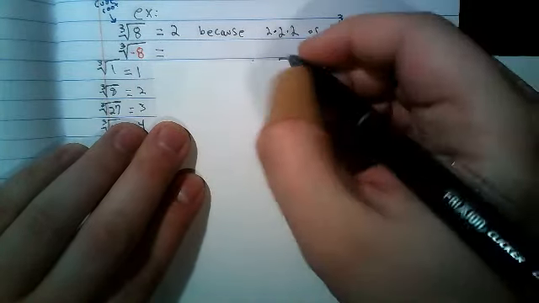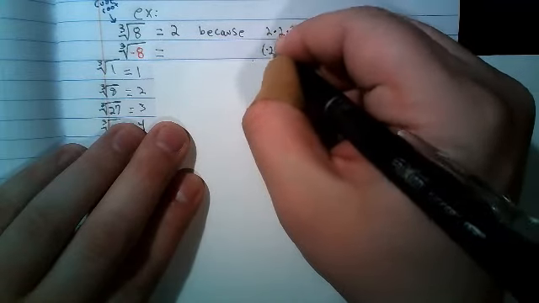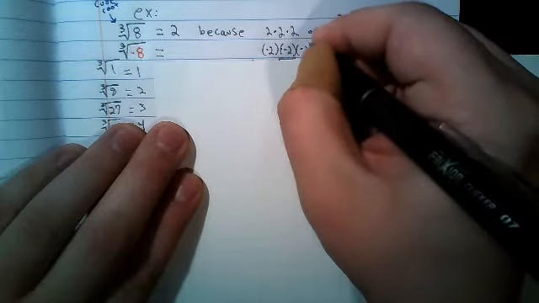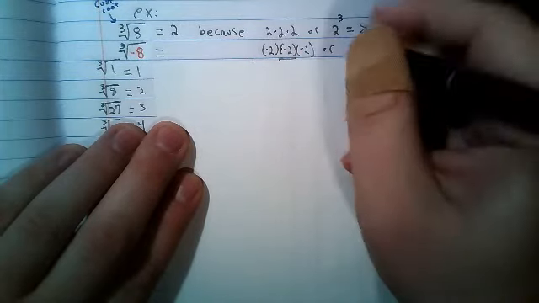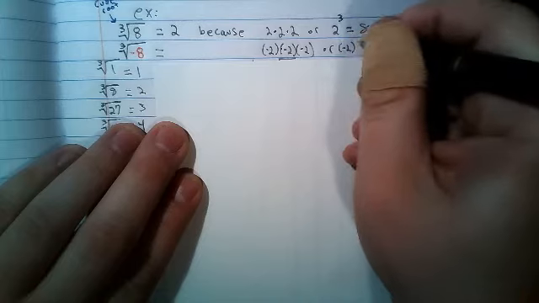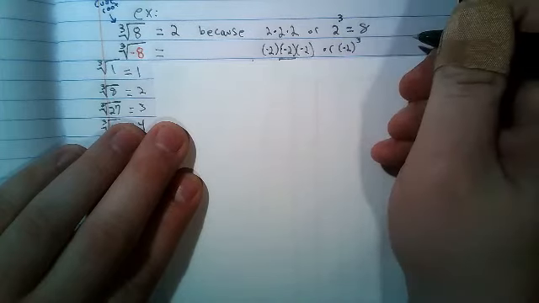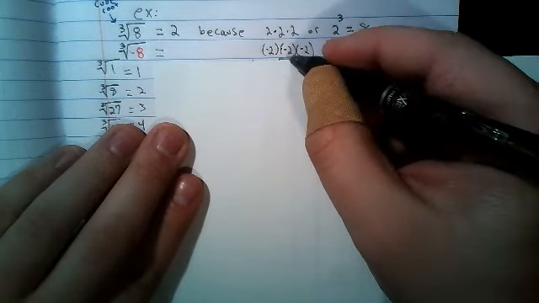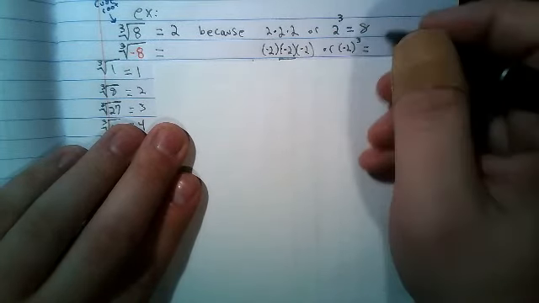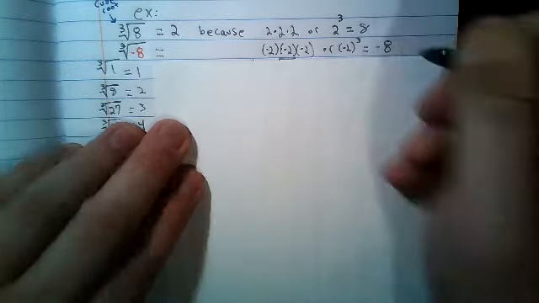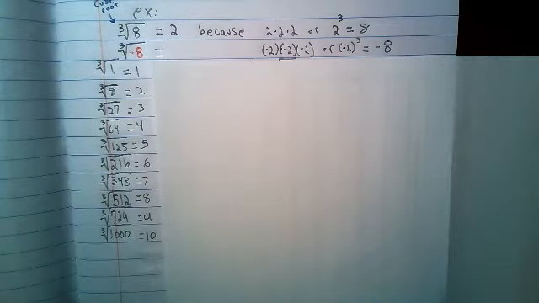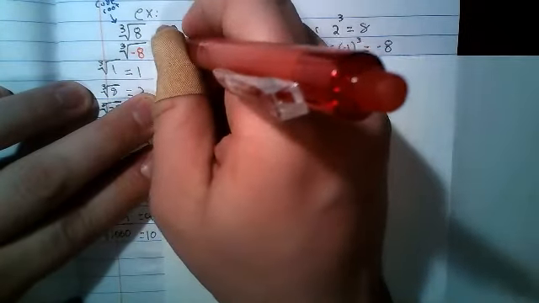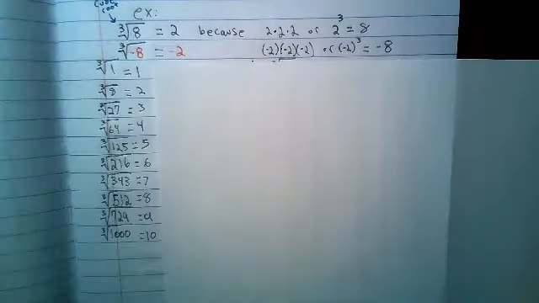So what about negative 2 times negative 2 times negative 2, or negative 2 cubed? So negative 2 times negative 2 is 4, times another negative 2 would give me negative 8. So the cube root of negative 8 is negative 2. It's its negative version.